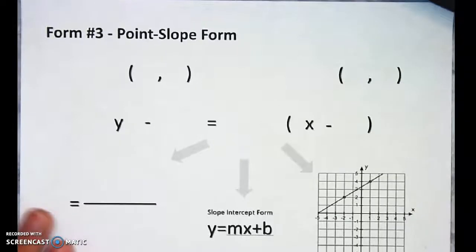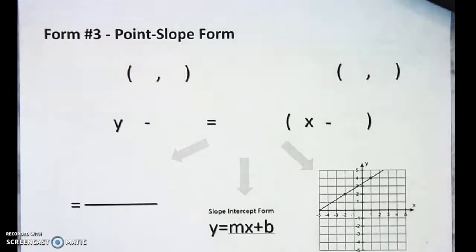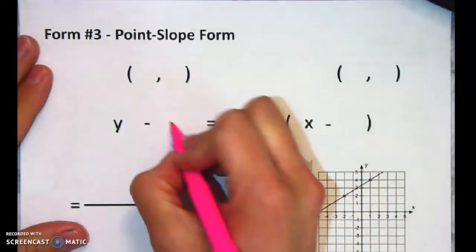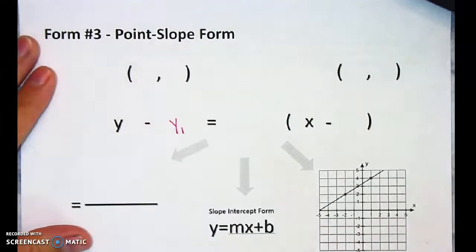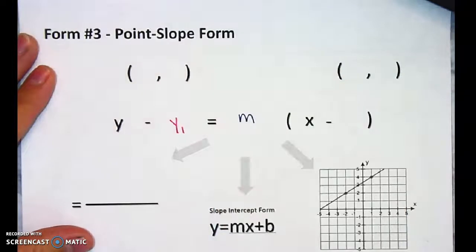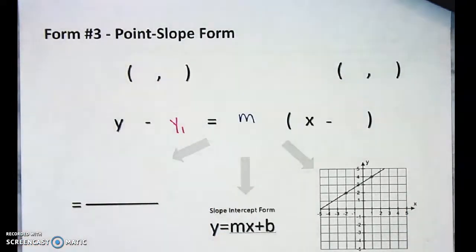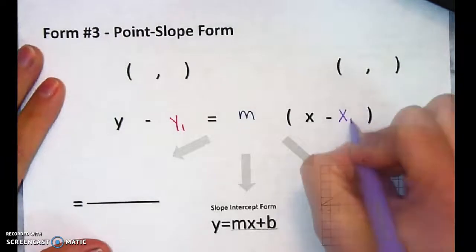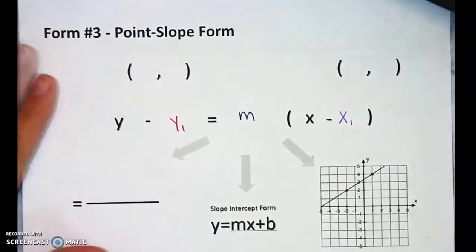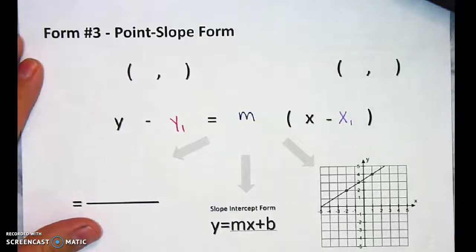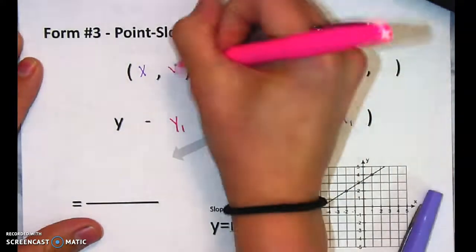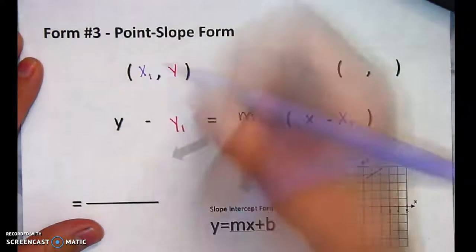All right, guys, let's talk about point-slope form. So for point-slope form, we obviously need a point and a slope to be able to come up with an equation. Our equation looks like y minus y1 equals m times x minus x1. Okay? And if we're given a point, we know that we have x and we have y, and we can simply label them x1 and y1.